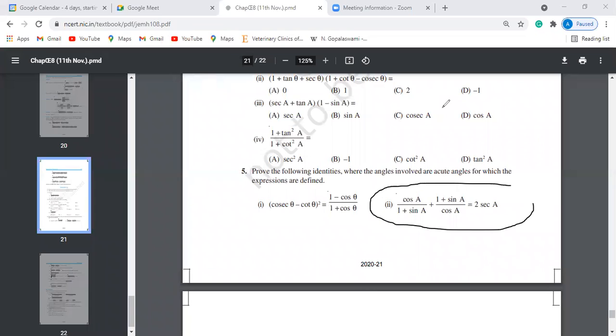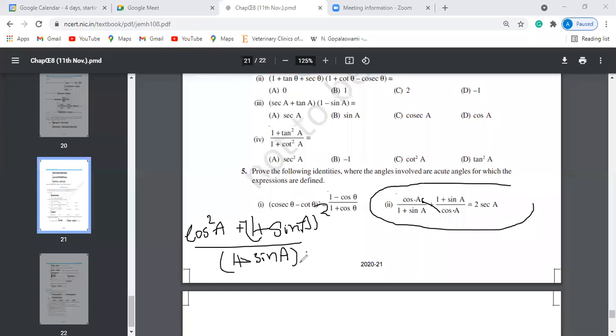Now, how do you solve this? See here, if it all is in sine A and cos A, then what will you do? Then you have to cross multiply. I mean, not cross multiply, in the sense of taking a common denominator. Cos square A, I have multiplied this and this, and multiplying this, plus 1 plus sine A whole square, divided by 1 plus sine A into cos A.